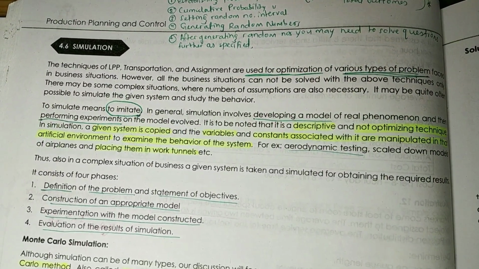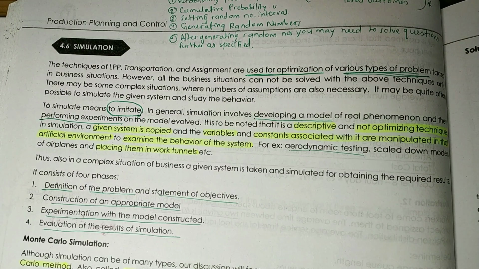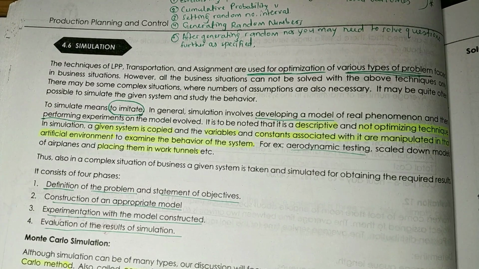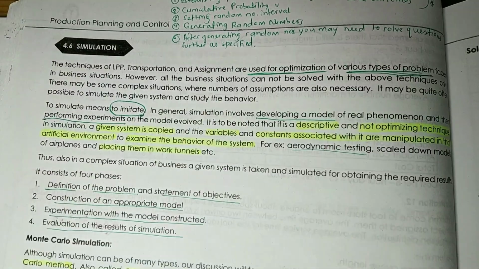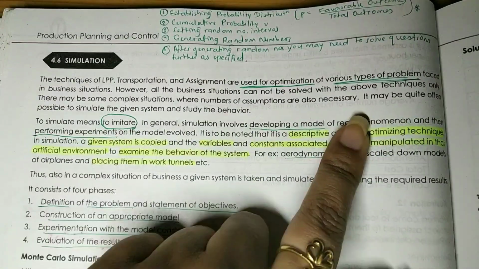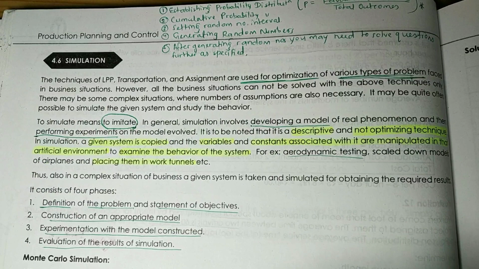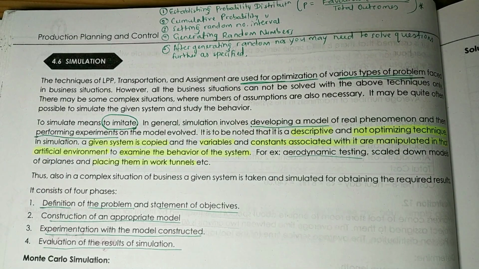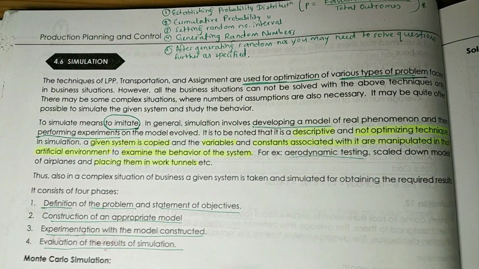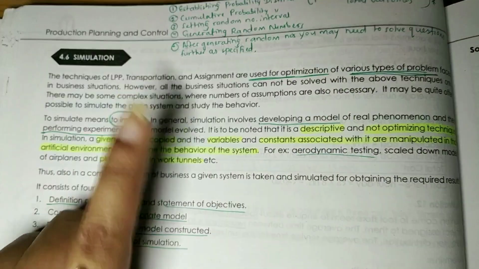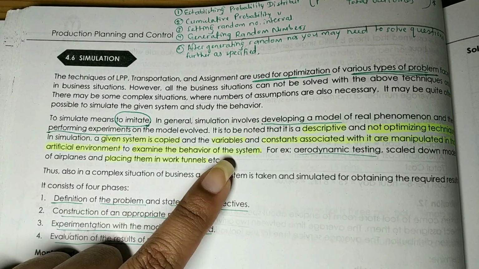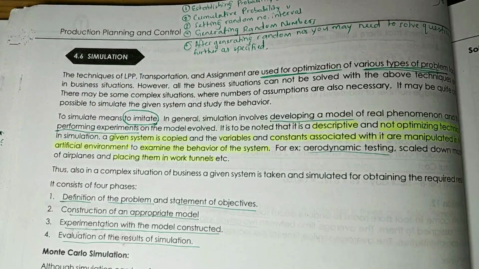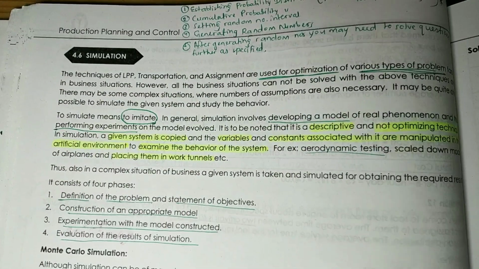In this class, we will start the chapter Simulation, right? So, we know that there are various techniques of operations management like LPP, transportation, assignment, which are generally used for optimizing different kinds of problems which are faced in daily business situations, right? So, problems को solve करने के लिए we use these techniques. Similarly, all the business situations cannot be solved with all these techniques, like these mentioned techniques, right?